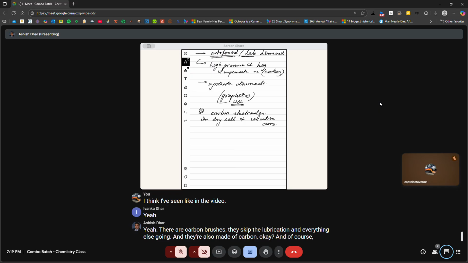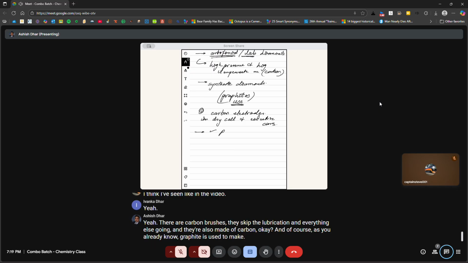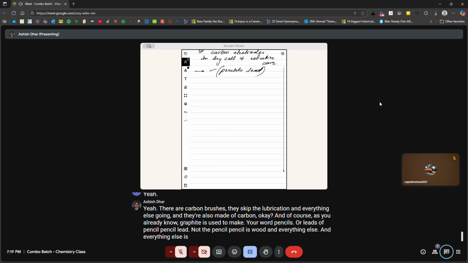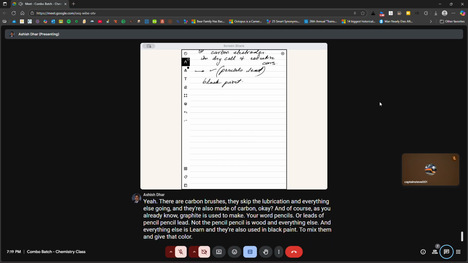Okay. And of course, as you already know, graphite is used to make your pencils, or leads of pencil. Pencil lead, not the pencil. Pencil is wood and everything else, and everything else is lead. And they are also used in black paint to mix them and give that color. Okay.